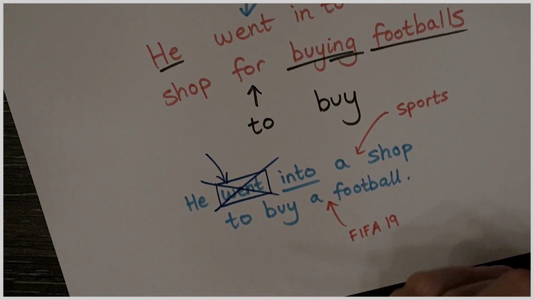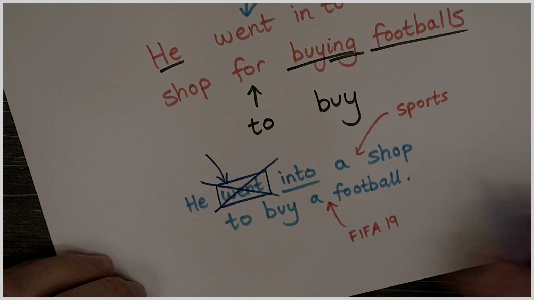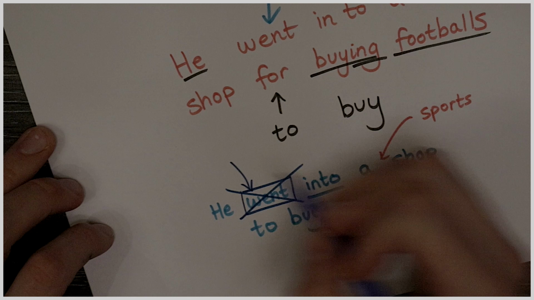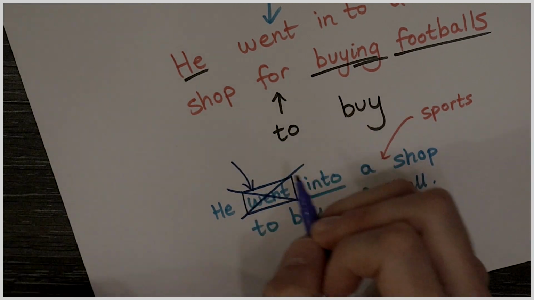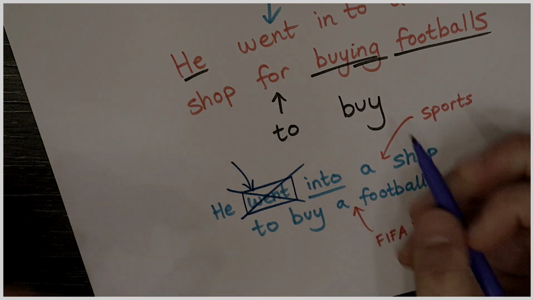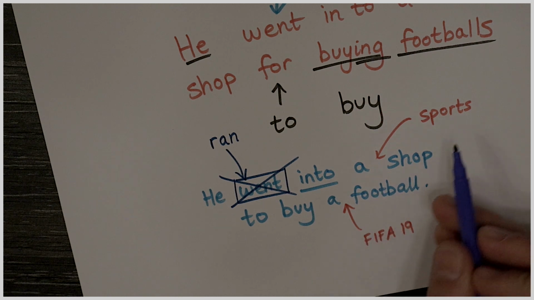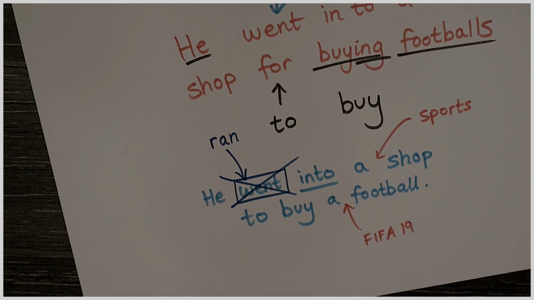So did he run into the shop? Did he sneak into the shop? Did he crawl into the shop? Maybe he was playing football earlier in the day. He had an accident and he's got a bad leg and now he's limping into the shop. So maybe let's use an easy one. He was running, and we don't want to say run into a shop. He ran, because ran is the past tense. So he ran into a sports shop to buy a football.